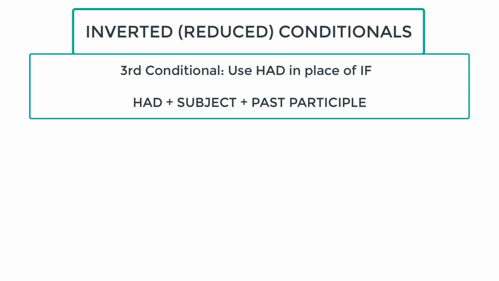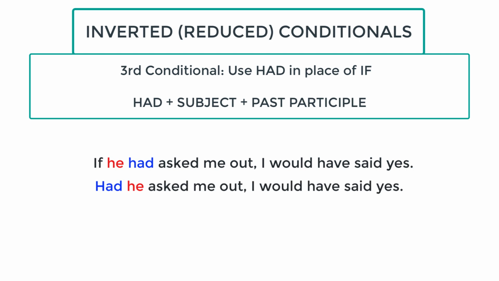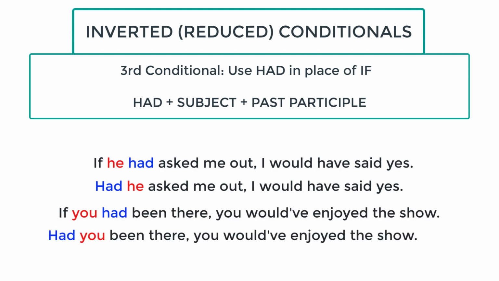And let's look at the inverted or reduced form of the third conditional. This is formed by using had plus the subject plus the past participle. If he had asked me out, I would have said yes. Had he asked me out, I would have said yes. If you had been there, you would have enjoyed the show. Had you been there, you would have enjoyed the show.